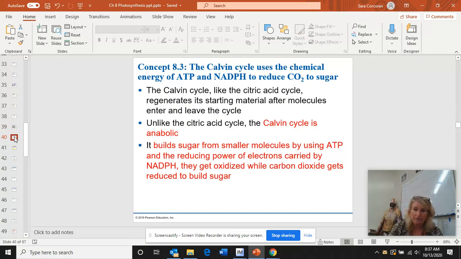So what is the Calvin cycle? The Calvin cycle is actually the anabolic, the building process of photosynthesis. It's the actual building of the sugar. It builds sugar from smaller molecules using the energy provided by ATP and the reducing power of those electrons from our NADPH. And it also takes some hydrogens from the NADPH as well. So that's how we build the sugar.